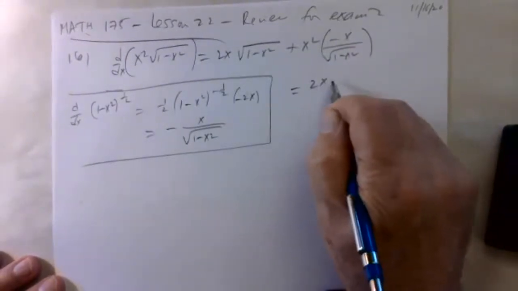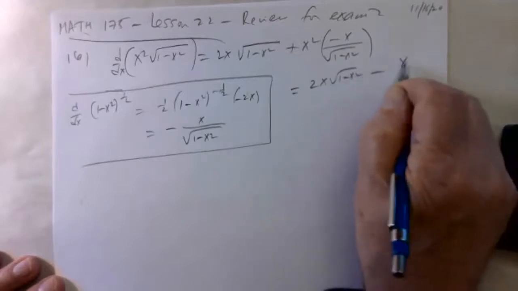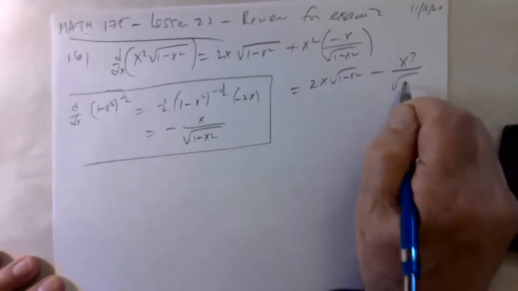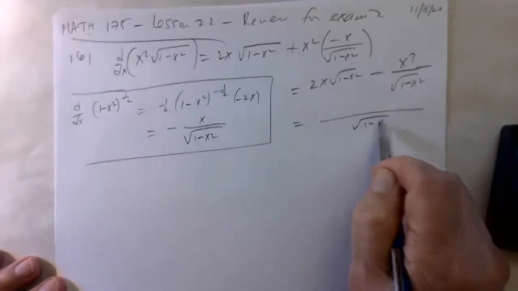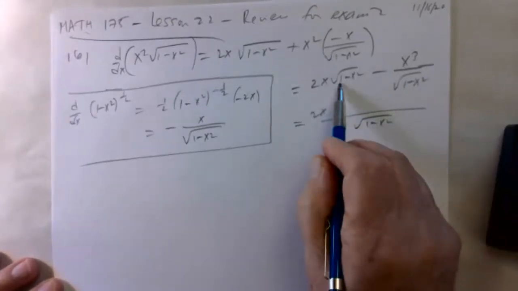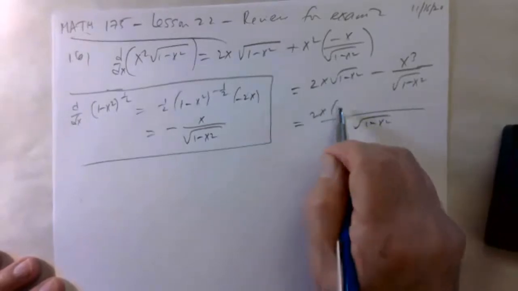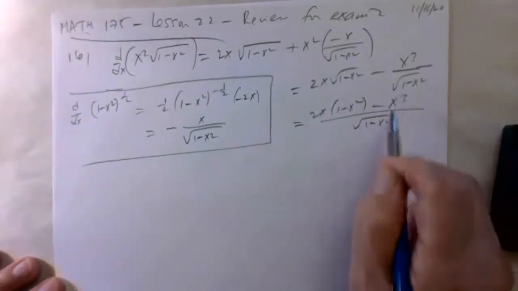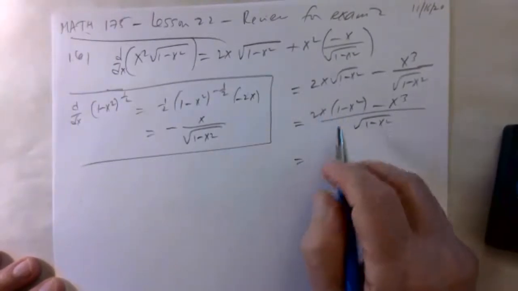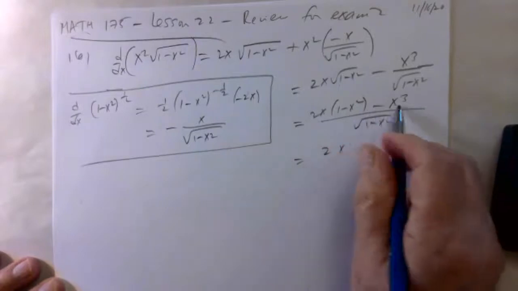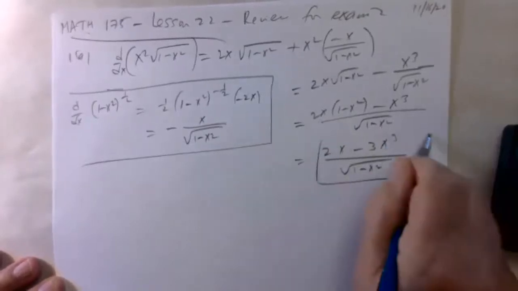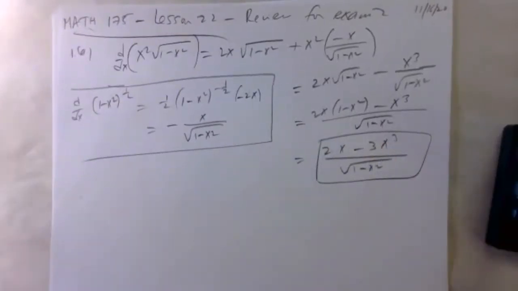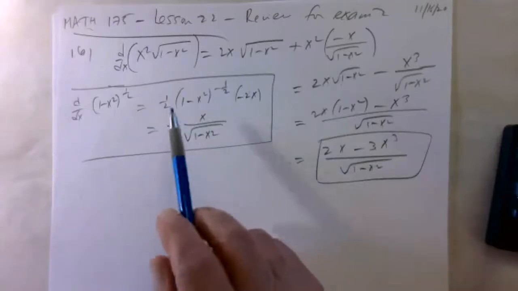So this is 2x times the square root of 1 minus x squared minus x cubed over the square root of 1 minus x squared. And it's nice to put this over a common denominator. So we get 2x times the square root of 1 minus x squared times the square root of 1 minus x squared, which is 1 minus x squared, minus x cubed. So this is 2x minus 2x cubed minus x cubed, which is 2x minus 3x cubed, over the square root of 1 minus x squared. At least if I did the arithmetic and algebra correctly, that's the answer. Let me check. I always like to check.